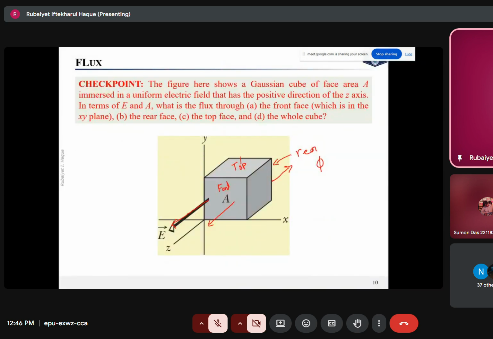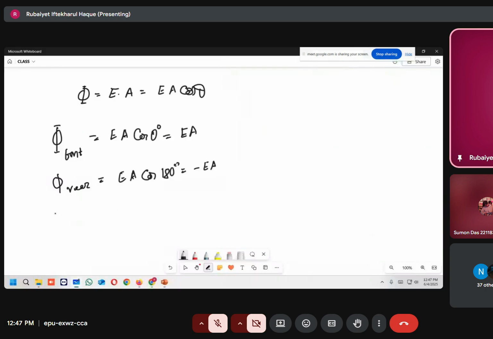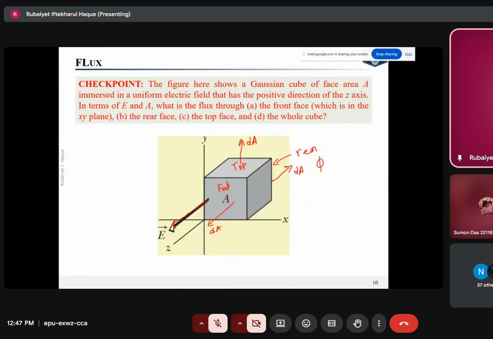For the top, DA is this side. এগুলা কিন্তু D এর, 0 আসবে, right? Yes, 0, 90 degree. So that means for the top it will be 0. Why? Cos 90 degree equals 0. এখানে থিটা হচ্ছে 90 ডিগ্রি। গেট দ্য আইডিয়া?